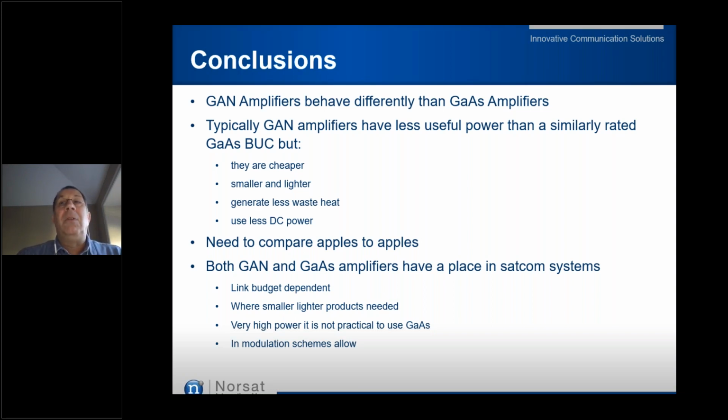So both GaN and GaAs amplifiers certainly have a place in SATCOM systems. It always depends on your link budget. Smaller, lighter products are needed, for example, in airborne applications where size, weight, and power are at a premium. It's not very practical to make very high power GaAs BUCs and SSPAs. It just takes too many devices and power combining them. So most high power BUCs, I'm talking 200, 400 watt BUCs, tend to be GaN based because it's just not practical to use a GaAs technology.